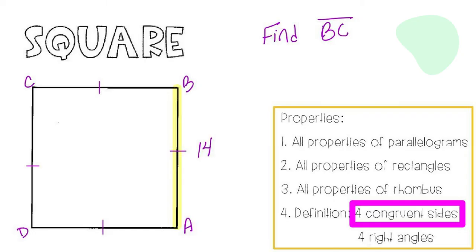So here, I know it's a square because I'm telling you that at the beginning of the problem. So even though you don't have the 4 right angles marked, you still know that this is a square. It has 4 congruent sides. So that means that if I want to find the length of BC, it has to be equal to that 14 because all the sides are the same length.